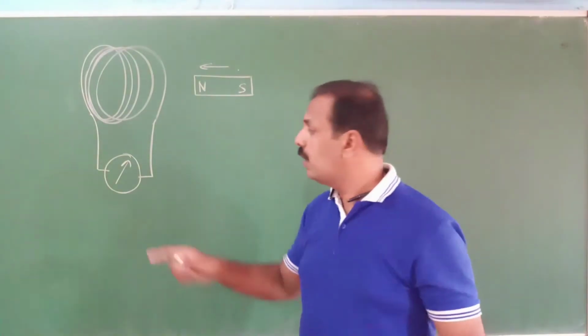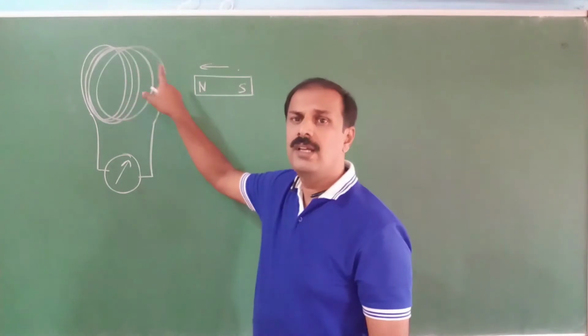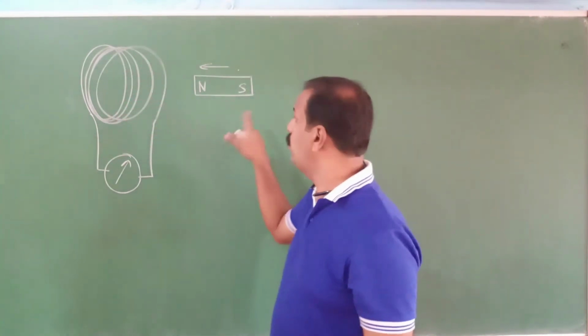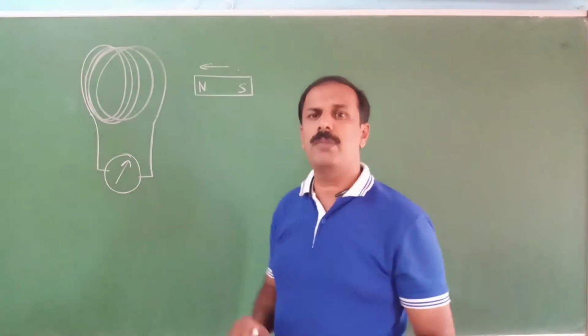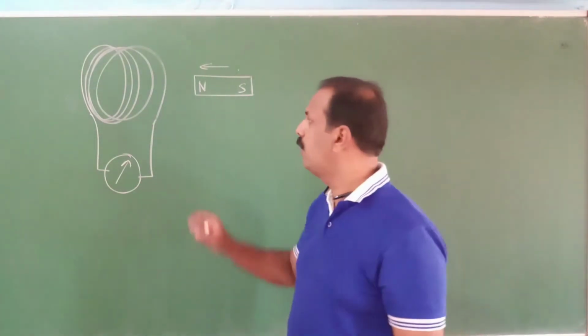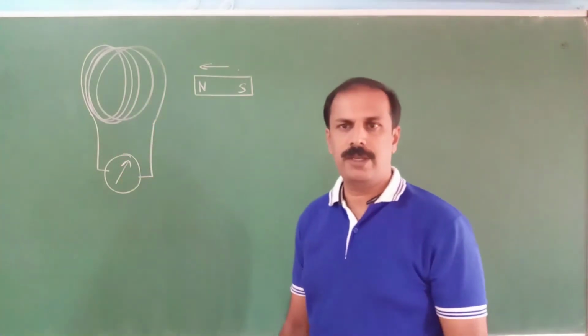What is the meaning of the deflection here? That deflection just shows that there is a current in the coil. That is, when you move this magnet towards the coil, it produces a current there, or it produces an EMF, and the current is due to the EMF. So this movement of the magnet produces an EMF here.